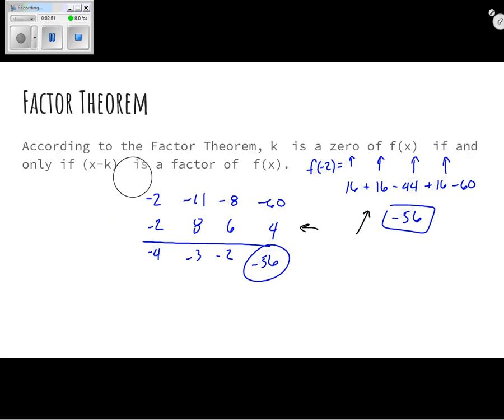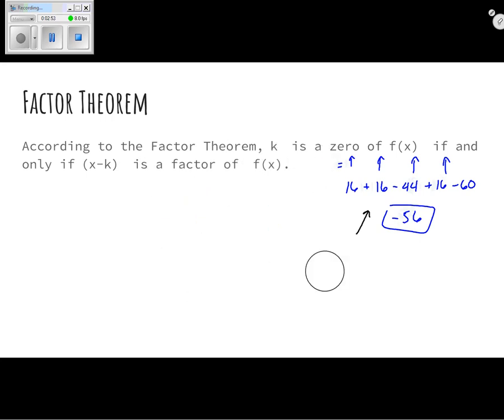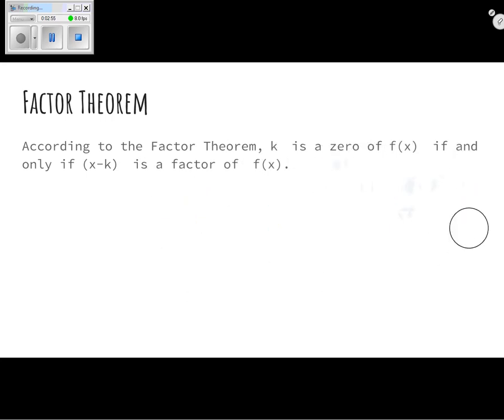So the other theorem I want to talk about today is the factor theorem. So according to the factor theorem, k is a 0. K is a solution. x minus k is a factor. And that's going to be true if and only if, like I said, x minus k is a factor. So I'm going to couple that with the remainder theorem to show you what's going to happen on these problems over the next few days.